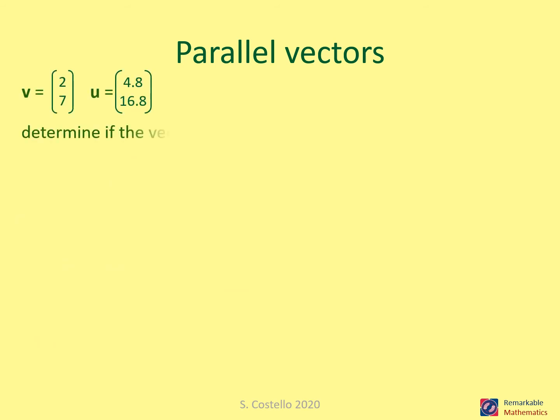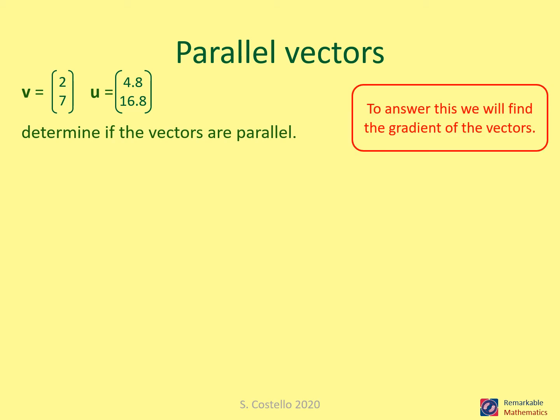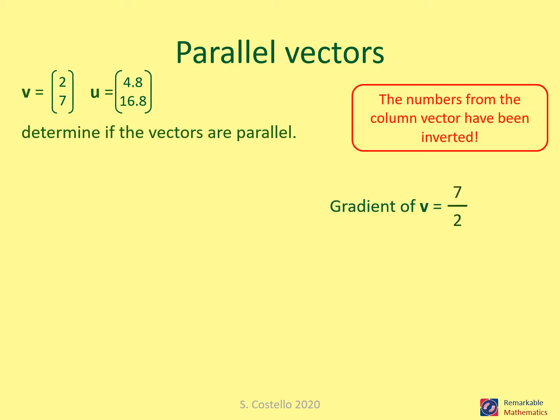V equals 2, 7, and vector U is 4.8, 16.8. Determine if the vectors are parallel. To answer this, we need to find the gradient of the vectors. So the gradient of vector V is 7 over 2. Again, remember the numbers from the column vector have been inverted because we're after the gradient. This is in its simplest form.